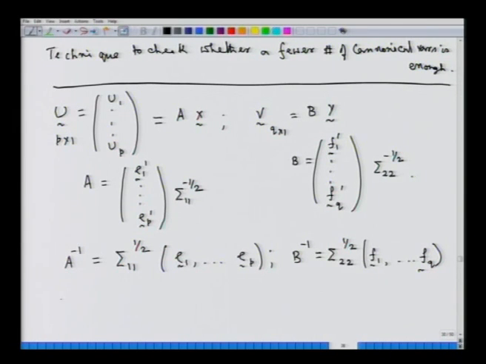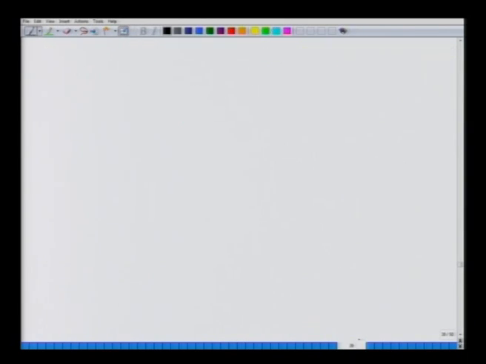Why are we looking at this? Because we want to write the vector of original random variables x. If A inverse exists, x is just equal to A inverse times u, and similarly the y vector is nothing but B inverse times the v vector. So, this is the original p dimensional x, and this is the original q dimensional y, in terms of the canonical variables.